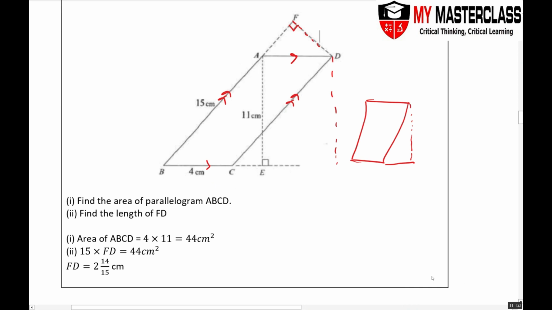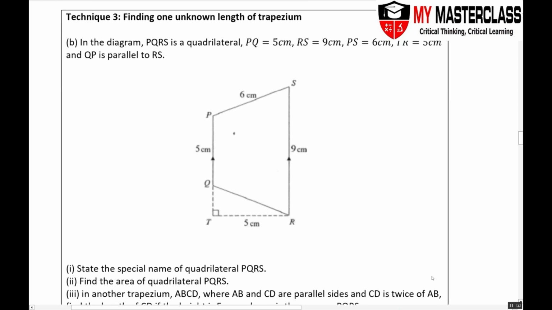Okay, let's look at the next one. Technique 3, finding one unknown length of a trapezium. In the diagram itself, you have a quadrilateral. How do you identify it? Because they tell you that QP is parallel to RS. So when you have 2 sides that are parallel like that, and then you have 2 slanted lines down, this is your trapezium.